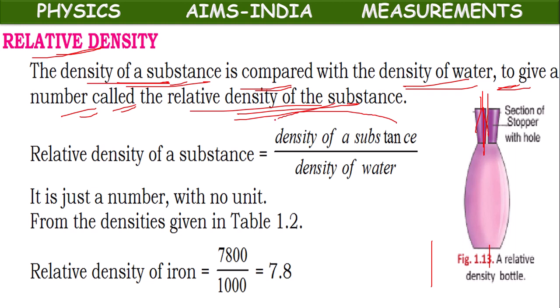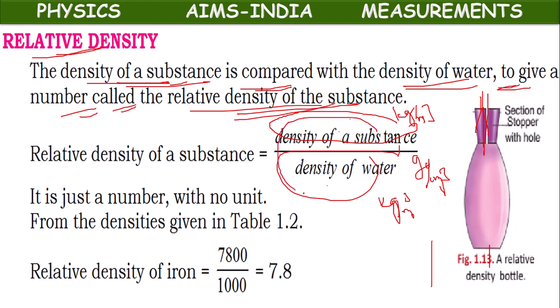Because if we divide density of substance by density of water, density of substance unit kg per meter cube, density of water unit kg per meter cube, or both of them can have gram per centimeter cube. So all units are same here. So units get cancelled. We will get only a number. So density of substance by density of water, this ratio is only a number. So relative density also doesn't have any units. It's just a number with no unit.